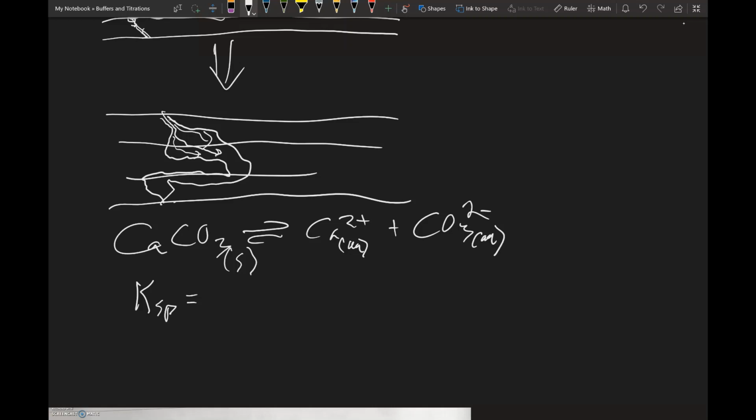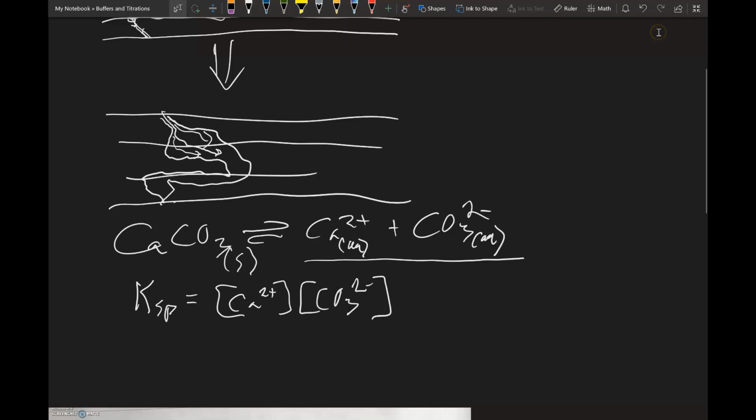The solubility product constant is based off the products, because the rules say that solids and liquids are not included in the expression. So the only things included in the expression are the two products here: we have calcium ions and we have carbonate ions. Now, these equilibriums that form are not going to lie to the right very much. They're going to be mostly to the left.